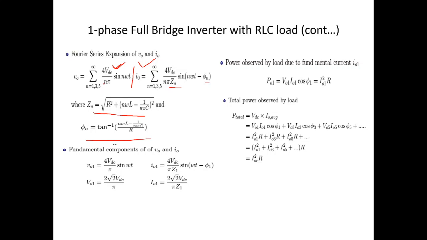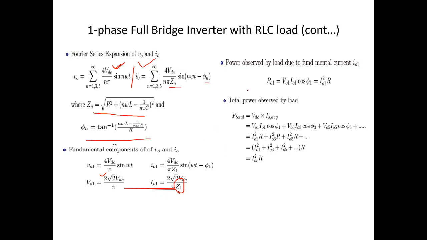Later, by dividing the corresponding peak values by root 2, you get the RMS value of the fundamental components. So the fundamental RMS value for voltage is 2 root 2 VDC by pi, and the fundamental RMS current through the load is 2 root 2 VDC by pi into Z1, where Z1 is the impedance offered to the fundamental component.